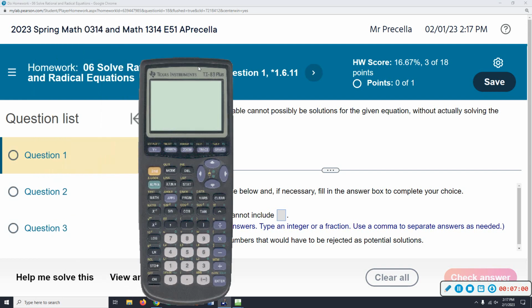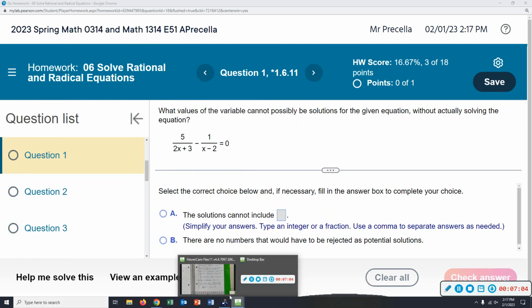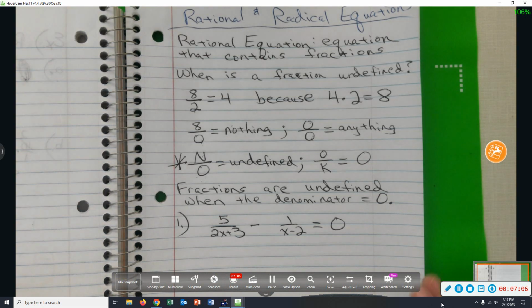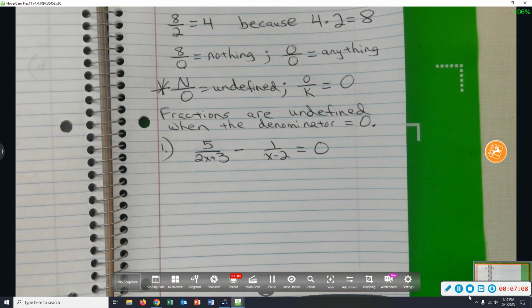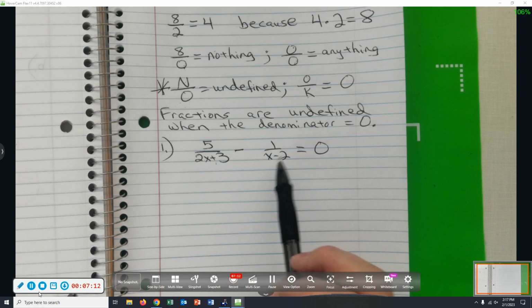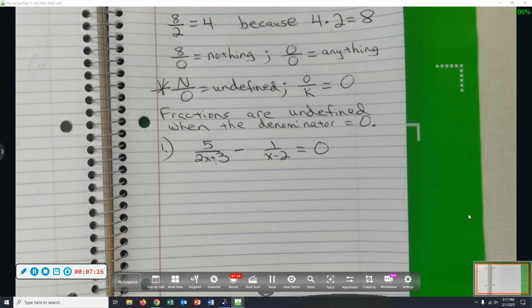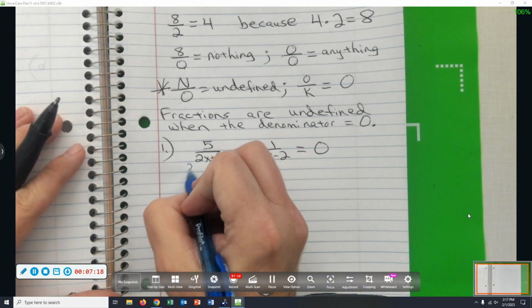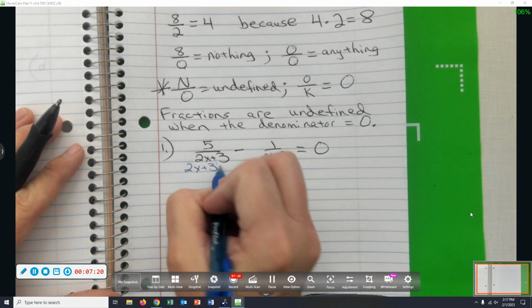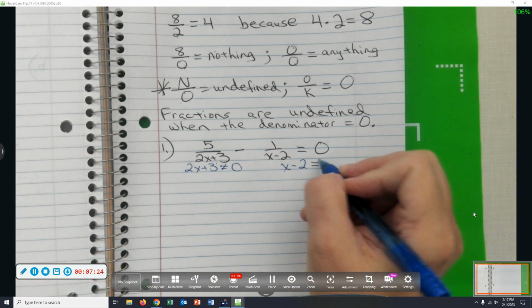When is a fraction undefined? Let me switch over to my paper. It's undefined when the denominator is equal to 0. Here there are two separate denominators. We don't want either of those denominators to be 0. We don't want 2x plus 3 to equal 0, and x minus 2 shouldn't equal 0.